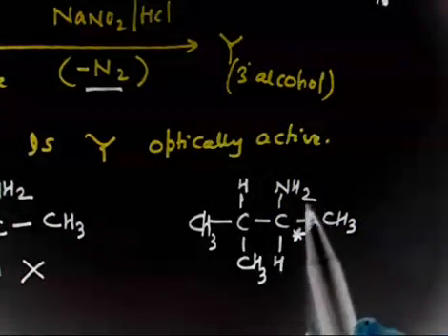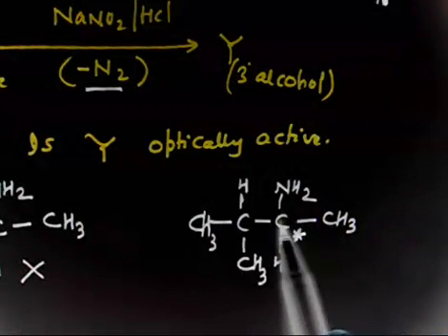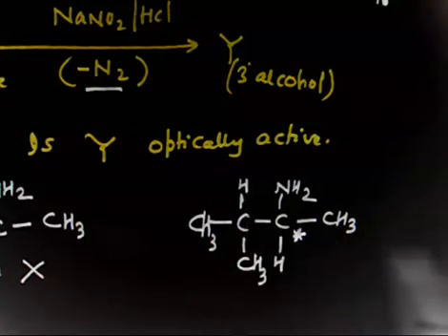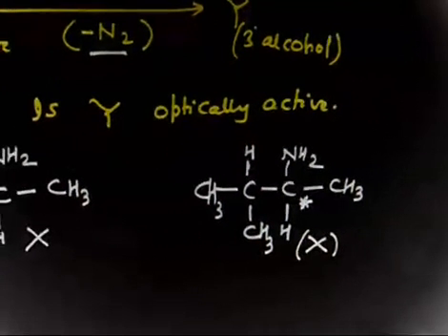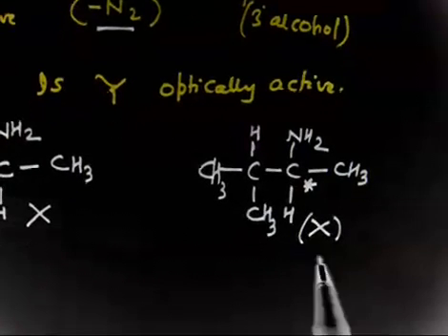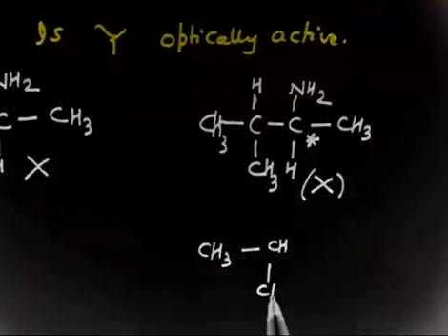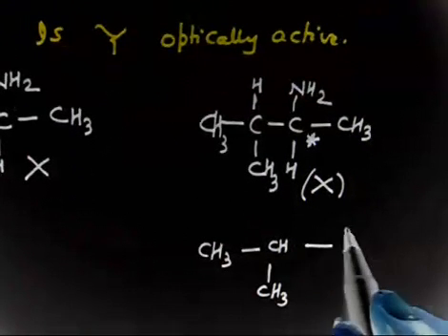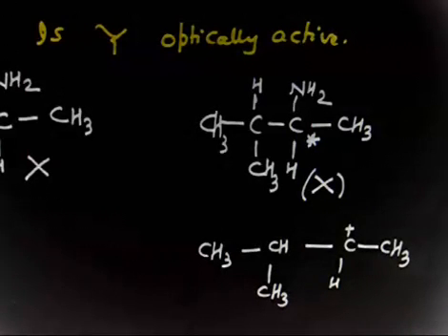If I lose N2+, I will get a carbocation, and this carbocation gets rearranged. Then in that case, I will get OH here. Are you getting or not? So this must be X. That is an amine that is optically active. Now if I treat with NaNO2/HCl, first I will get a carbocation, CH, CH3, and the mechanism of getting the carbocation I will not discuss here. We have already discussed it in the class. So I am getting this carbocation.